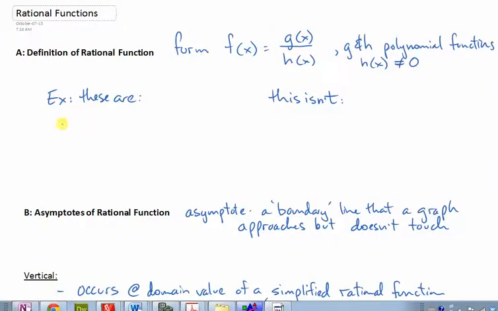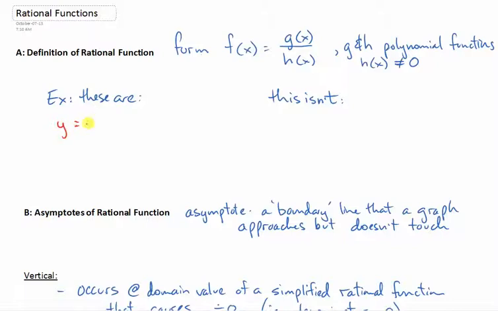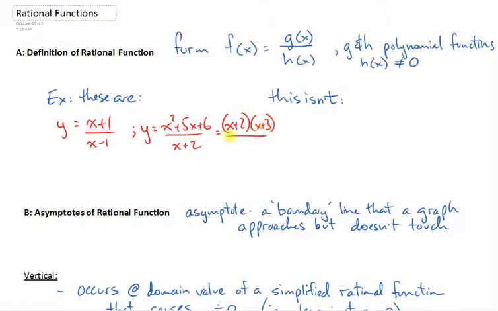Some examples of rational functions. If I had y equals x plus 1 over x minus 1, that's a linear function divided by a linear function. Or y equals x squared plus 5x plus 6 over x plus 2. Now, notice that this could be factored on the numerator to x plus 2, x plus 3, in which case I can actually reduce it to x plus 3, which is just a polynomial.